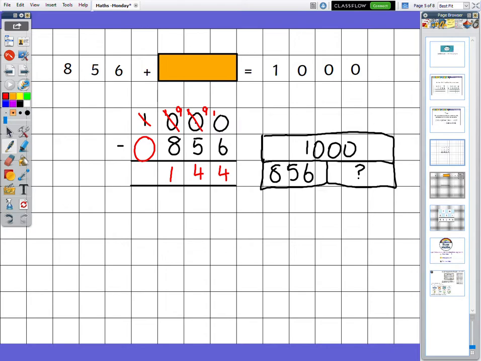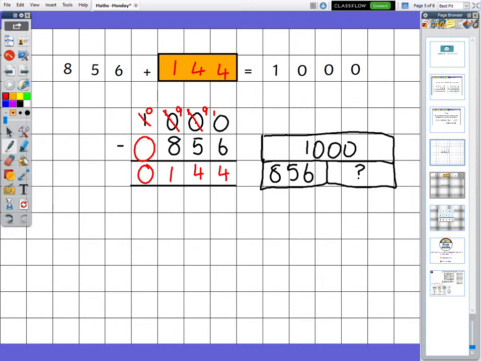However, you don't need to do that if that doesn't help you. If it does help you, you can put the placeholder there. So I've got 0 subtract 0 to give me 0. So my answer is 144. So 856 and 144 equals 1,000.